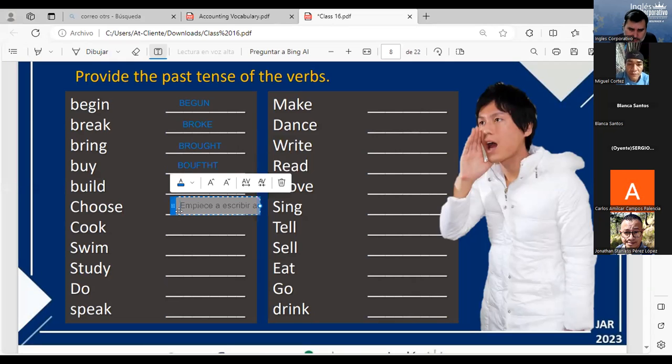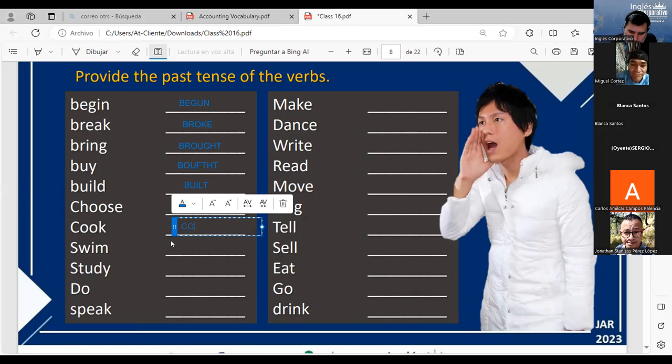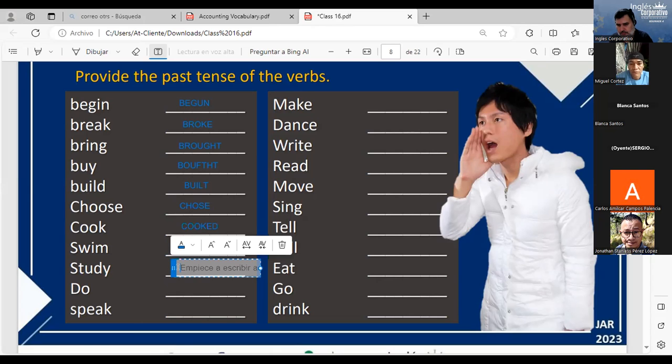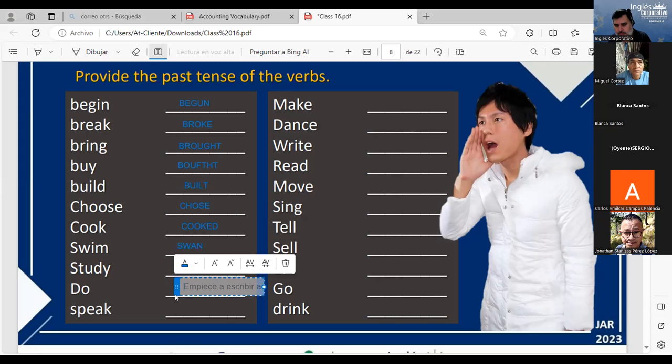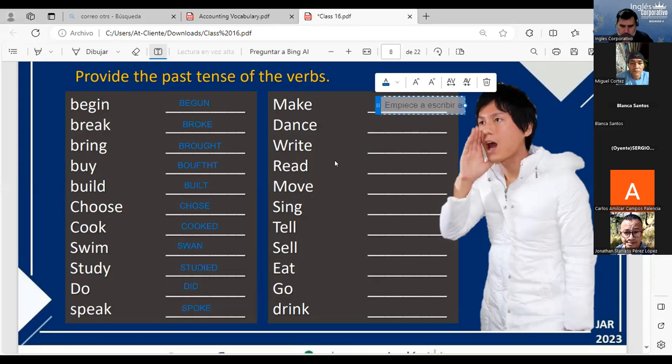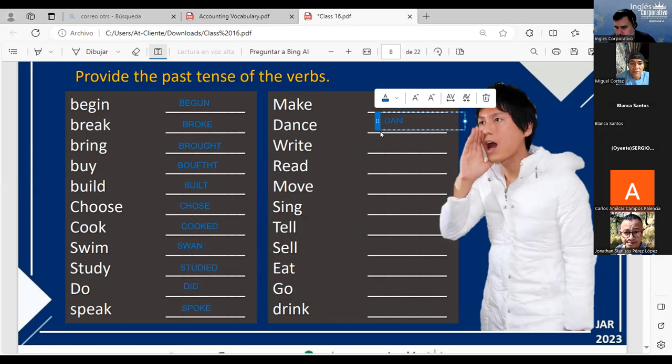Shoes. Shows. Sin la U. No. Cook. Swans. Plums. Swan. Studied. Do. Did. Spoke, verdad? Made. Dance it. Right.